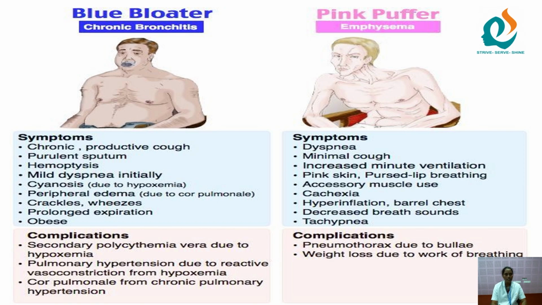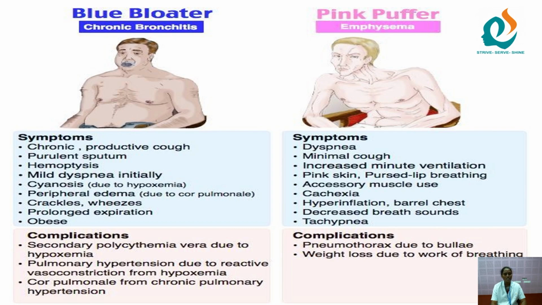Chronic bronchitis is the blue bloater. Emphysema is the pink puffer. In the blue bloater, that is chronic bronchitis, the symptoms are chronic productive cough and purulent sputum, then hemoptysis, blood in the sputum, then mild dyspnea initially. Mild dyspnea is the starting stage. Then cyanosis due to hypoxemia. Then peripheral edema, then crackles and wheezing, then prolonged expiration, then obesity. These are all the blue bloater symptoms. When untreated, they go on to complications.